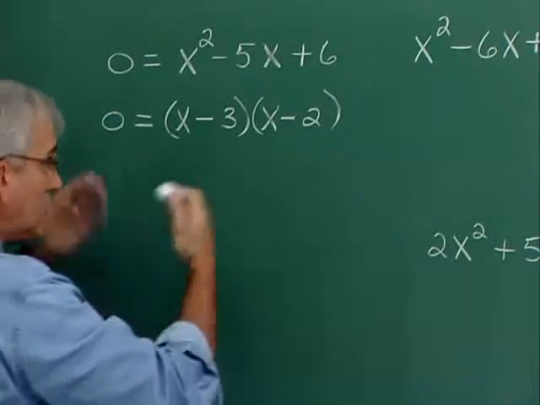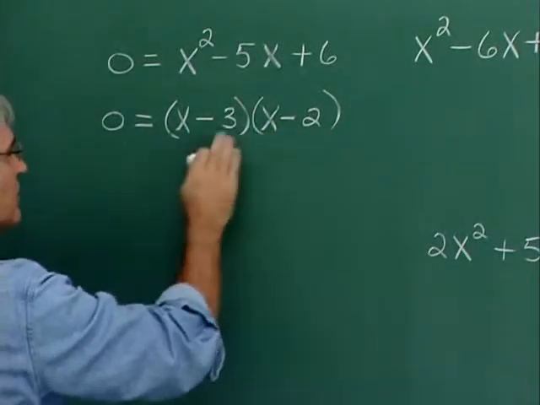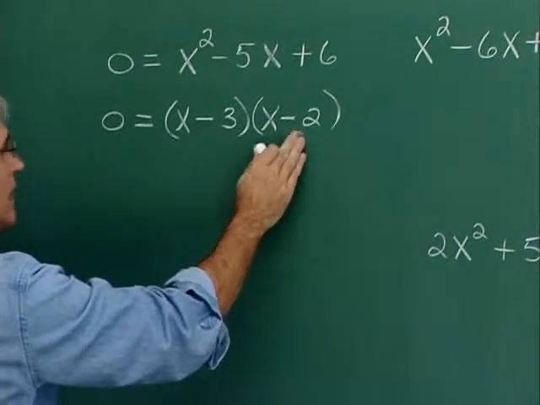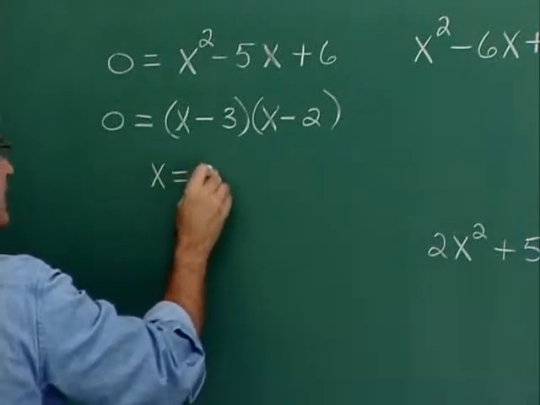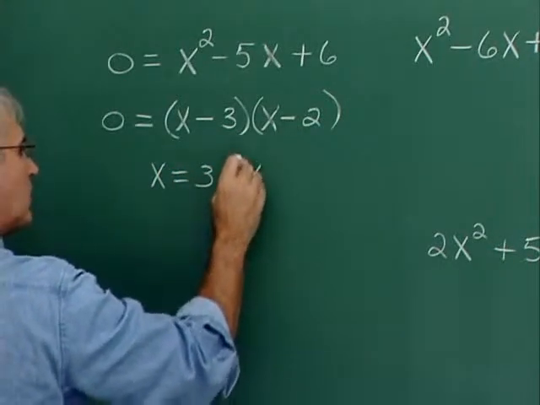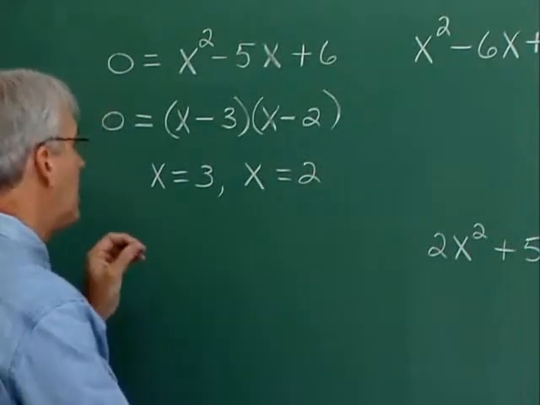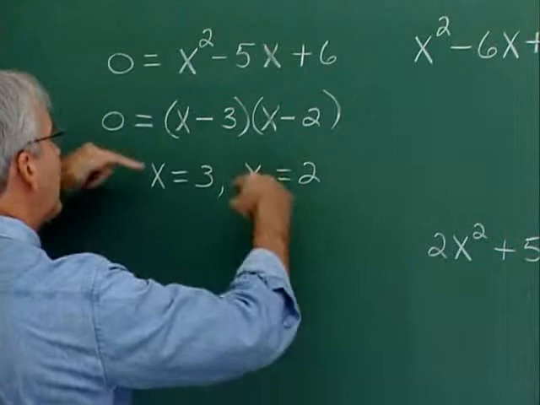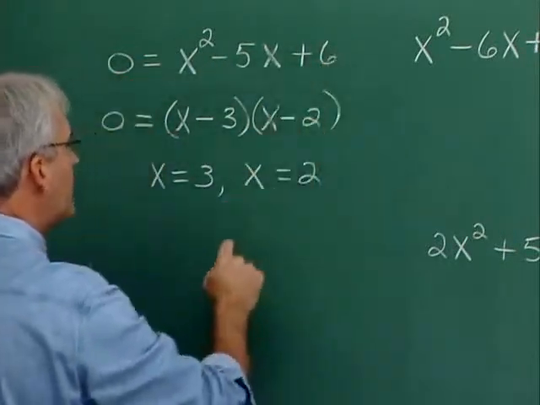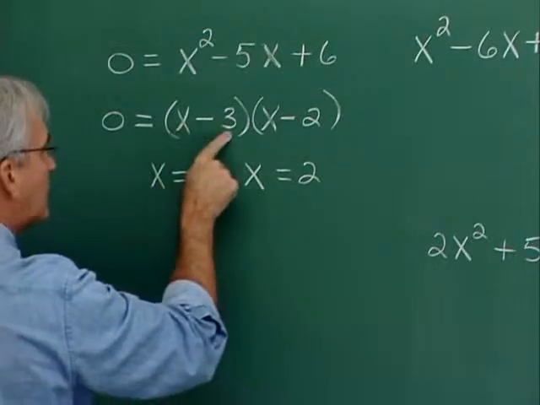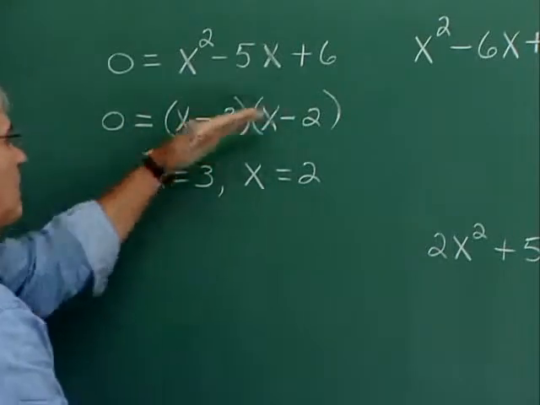Now, the solutions to our quadratic equation are the values of x that cause each factor to become 0. The value of x that causes this factor to be 0 would be 3, and the value of x that causes this factor to be 0 is 2. Now, why are those solutions? They're solutions because they are replacements for x which will make the original statement true. And we can see that up here. If we replace x with 3, 3 minus 3 makes this 0. 0 times anything over here is going to be 0. 0 equals 0 is a true statement.